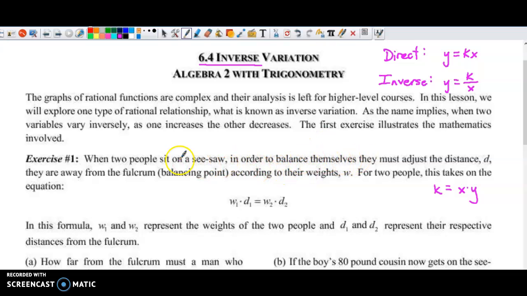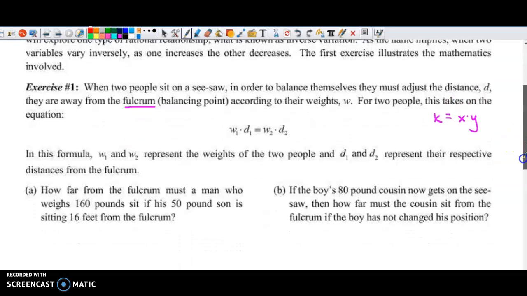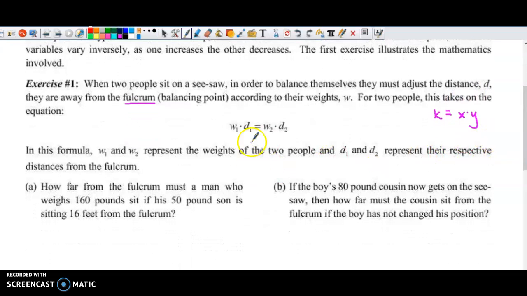But anyway, if you're looking at this first exercise, in order to balance on a seesaw, they must adjust the distance away from the fulcrum, which is that balancing point, I don't know if you're familiar with that word, according to their weights. And so we have this situation, and they're inversely proportional to each other. So if somebody weighs more, they need to be closer to the fulcrum compared to somebody who weighs less. They need to be further away in order to balance them out.